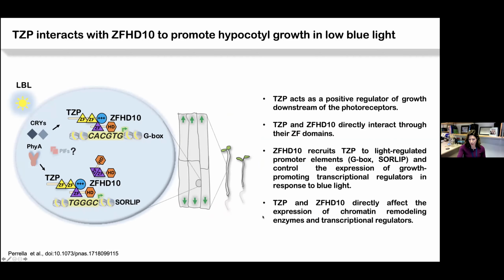And what is very interesting is that TZP can regulate a lot of genes that are involved in chromatin remodeling and transcriptional regulators. So there is a huge overrepresentation of genes that are involved in chromatin regulation. And this is very interesting because we've known for a long time that chromatin regulation is important for regulating gene expression in response to light, but we don't know how these chromatin regulators are regulated themselves.